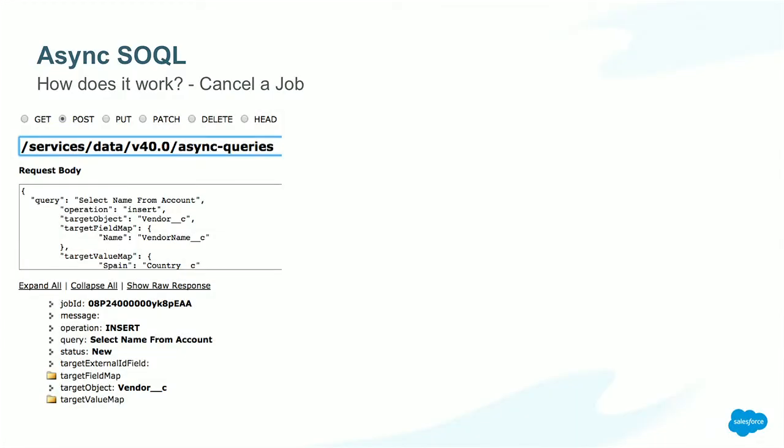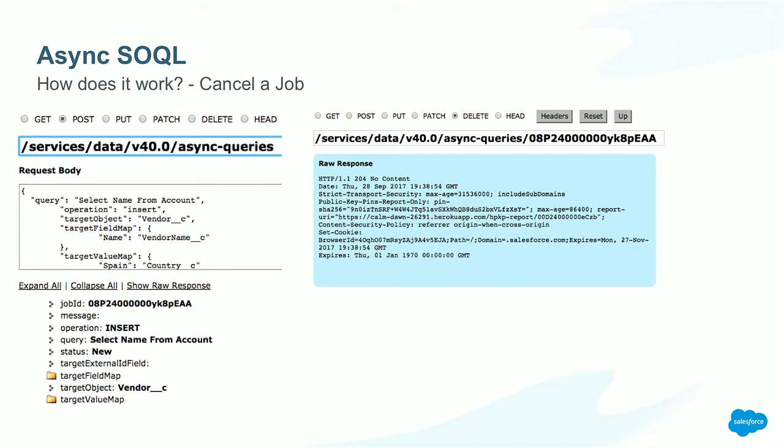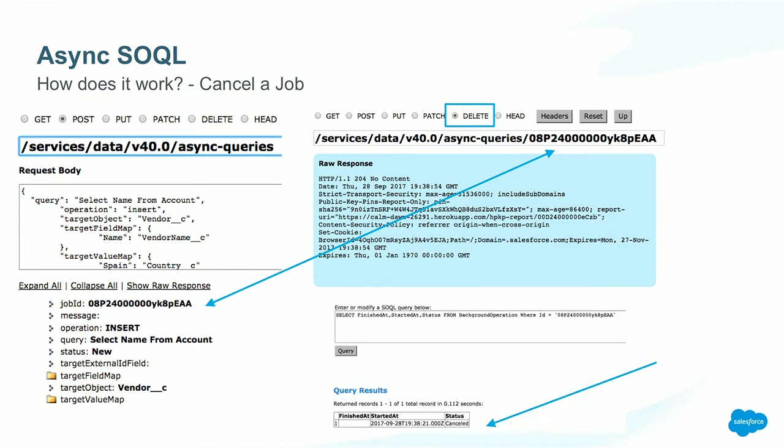But what if I need to stop the process? In the Async Apex Job screen, you have the abort link. But what about here? Simple. We can use the job ID again, and this time do an HTTP delete call. Then the job is canceled.